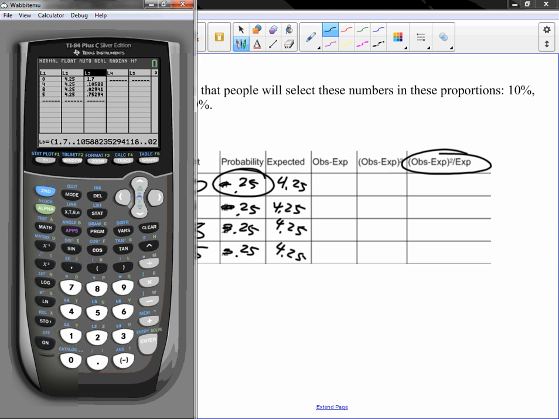I'm going to come over to L3. I'm going to set up that same equation that I had earlier, because it's got numbers in there. It doesn't save your equation. So we got to go back and put it in there again. So I'm going to use alpha y equals. Okay, and we want everything that is in L1 minus the stuff in L2. Second, 2. All of that squared over L2. Enter.